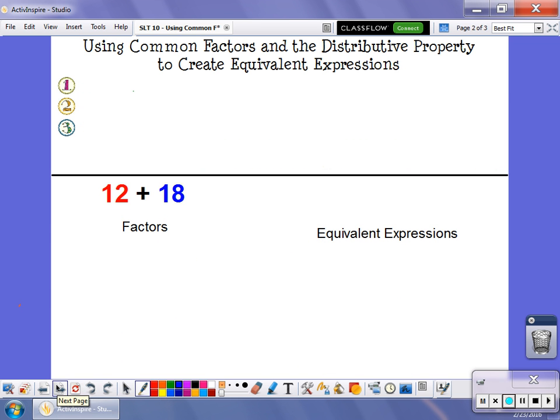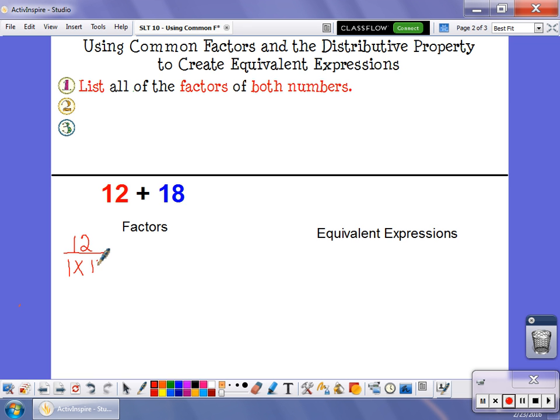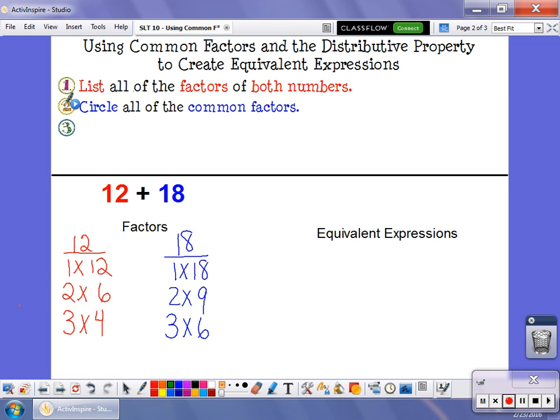All right, let's try it again with another set of numbers. Remember, step 1, list all the factors. So I'll start with 12. I have 1 times 12, 2 times 6, and 3 times 4. And then I will list my factors for 18. And I have 1 times 18, 2 times 9, and 3 times 6. My next step, circle all the common factors. They both have a 1, they both have a 2, they both have a 3, and they both have a 6.